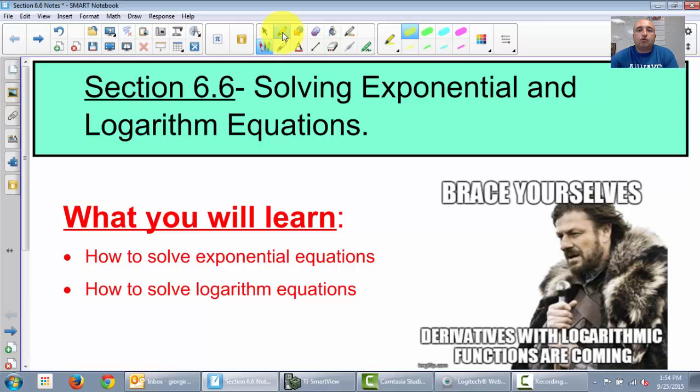All right, welcome to section 6.6, solving exponential and log functions. Like we always do, we go over what we're going to learn. We're going to learn how to solve exponential equations, and we're going to learn how to solve log equations. So two different types of equations, one with exponential functions, one with log functions.